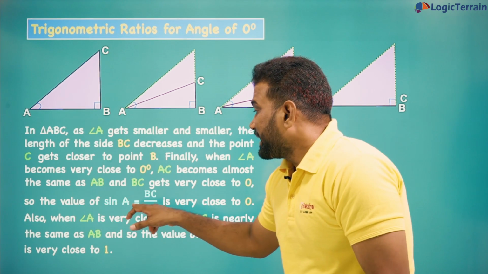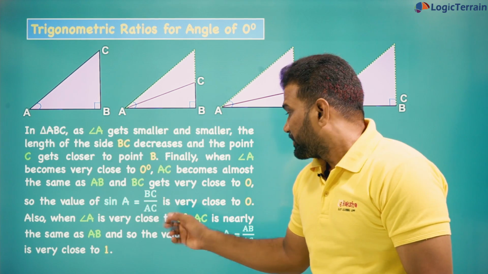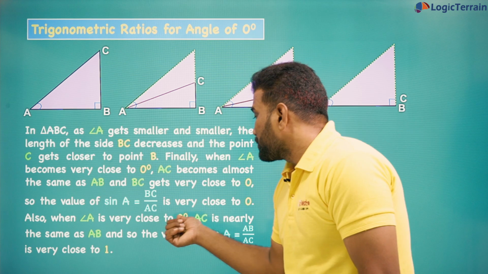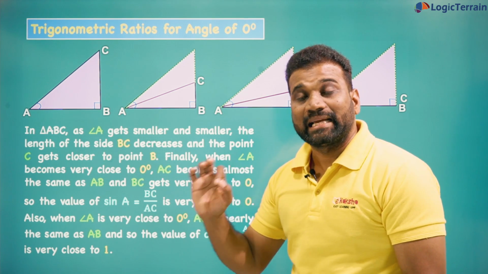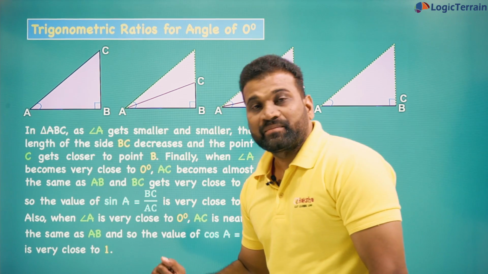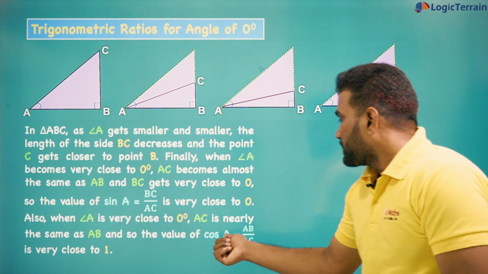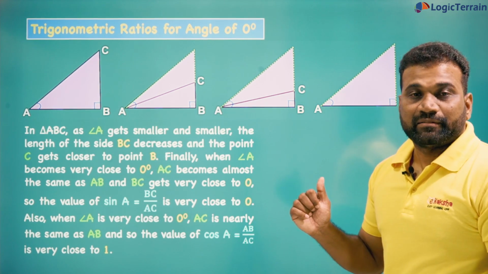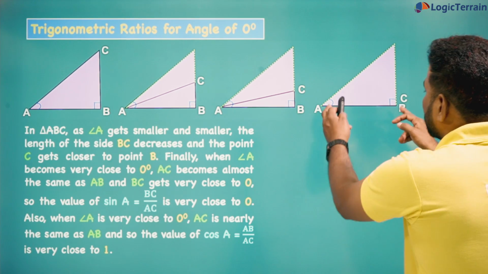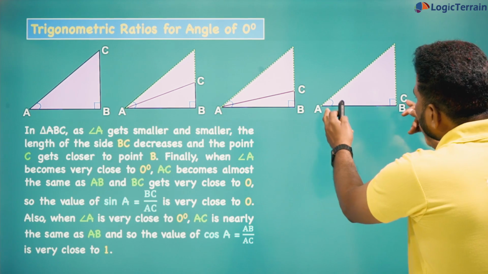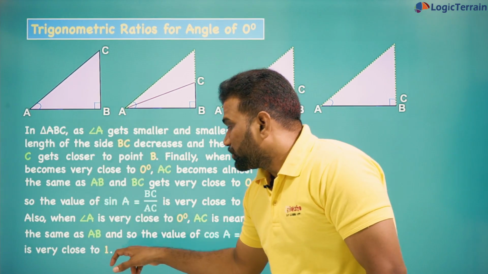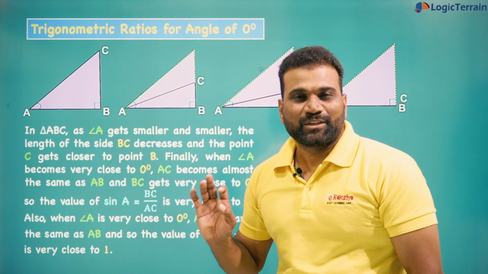So the value of sin A, equal to BC by AC, is very close to 0. Also, when the angle is very close to 0 degrees, AC is nearly the same as AB, and so the value of cos A is equal to AB by AC. We know that adjacent side over hypotenuse, right? So here adjacent side is AB and AC is also the same, right? So whose value is closer to 1? Got it?